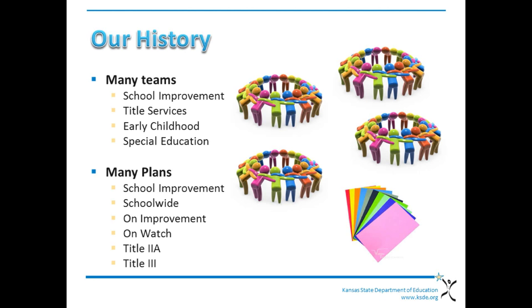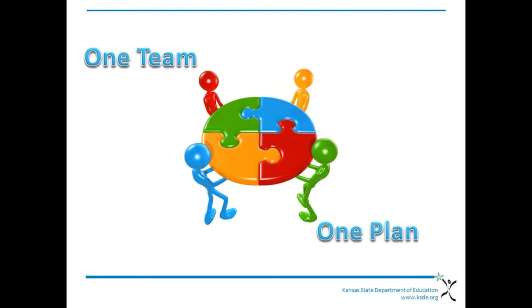We were three or four different teams that were put together over the years. Each one of us deals with federal programs, and each one of those federal programs seemed to have its own plan that needed to be filed. As we started to learn more about each other and what our jobs were, we started seeing similarities in what we were asking of the districts. And so we've been moving towards trying to get it so that you do one plan that satisfies all of our requirements. That's kind of our goal: one team, one plan.